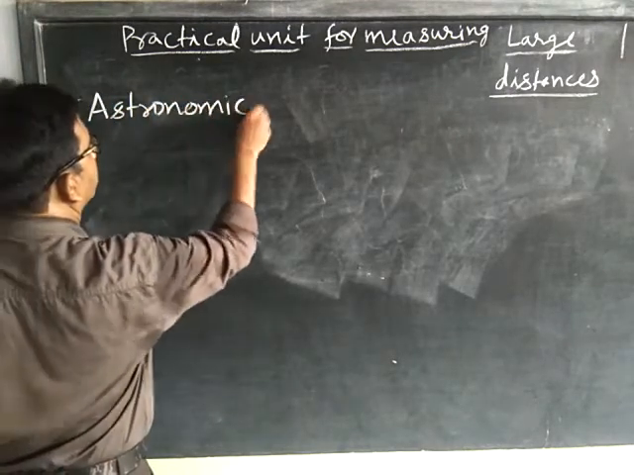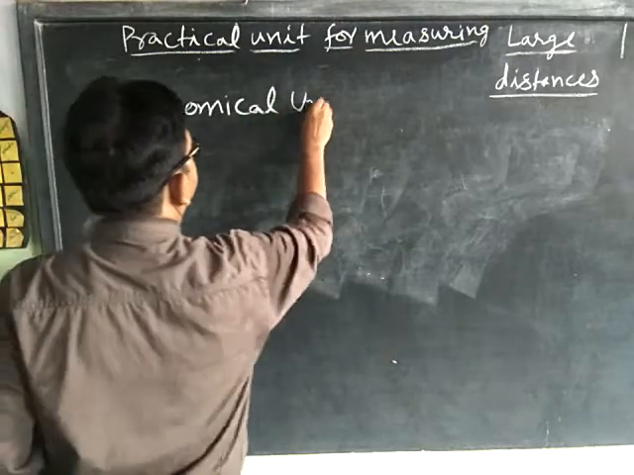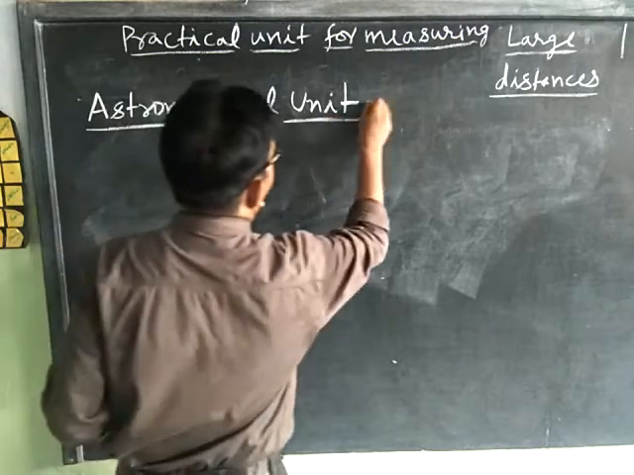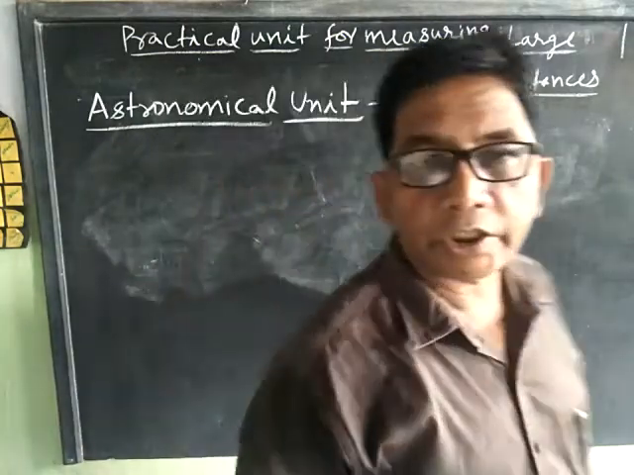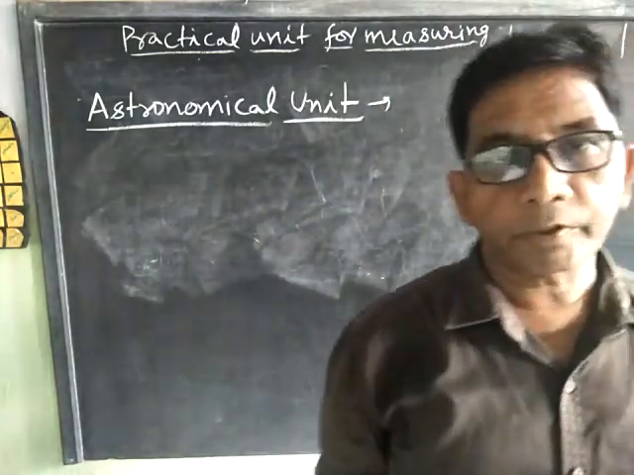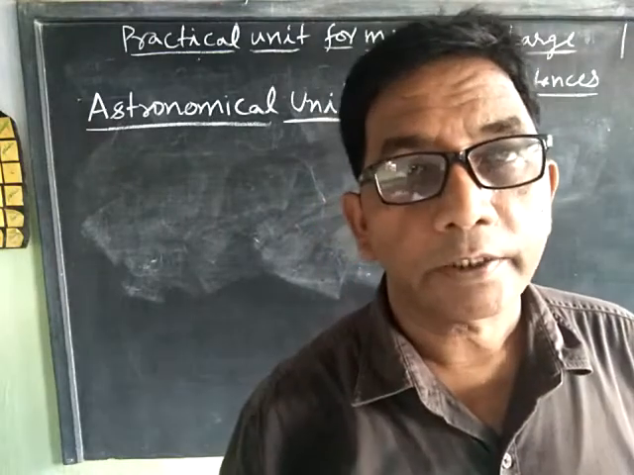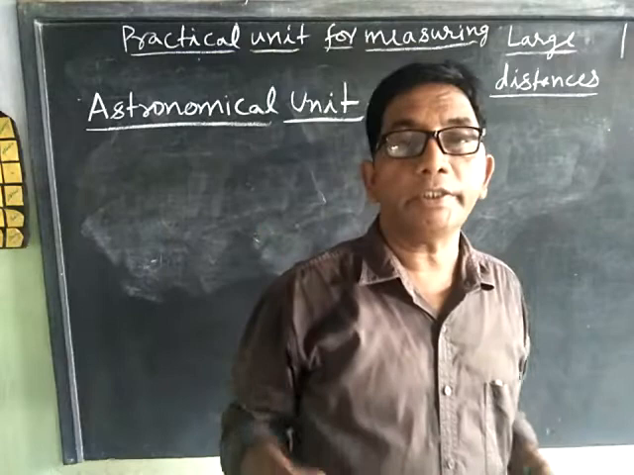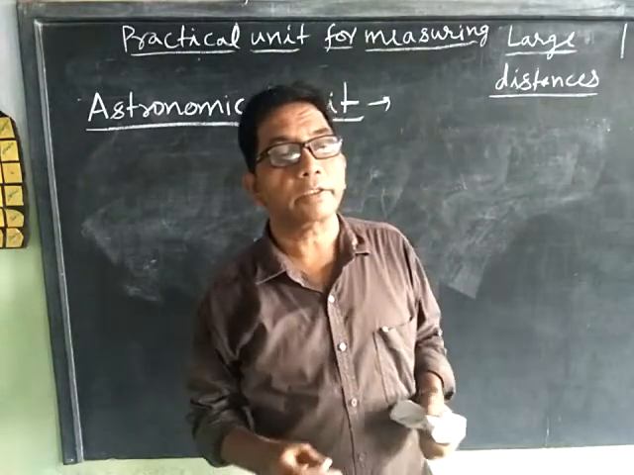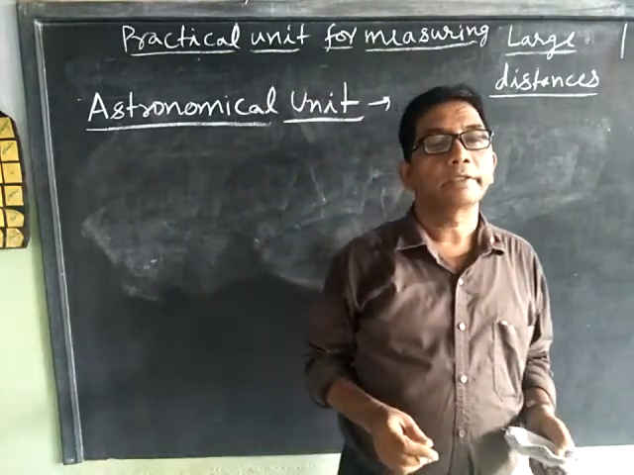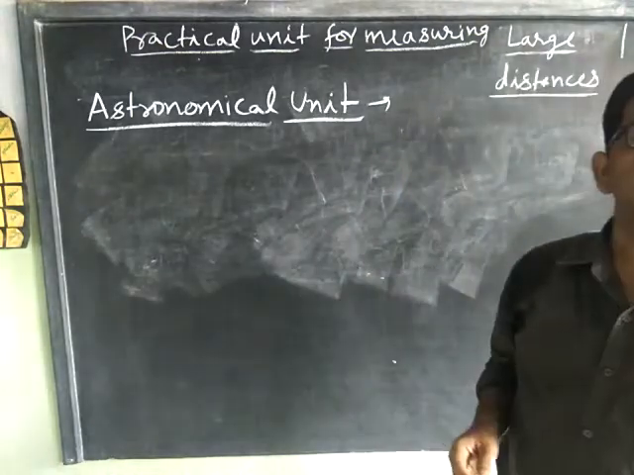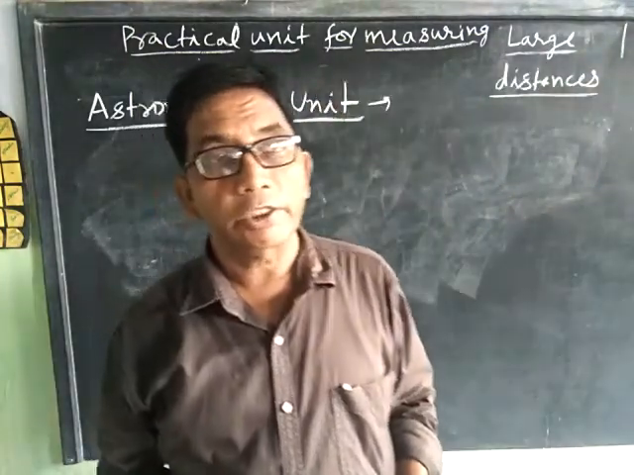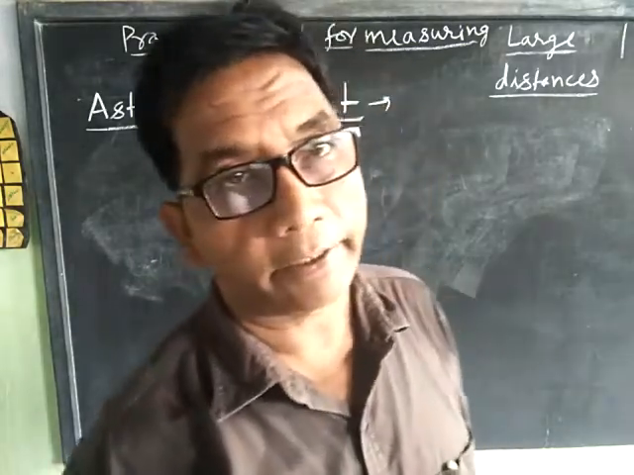Astronomical unit. The mean distance from the earth to the sun is known as the astronomical unit. It is used to measure distances of the planets.